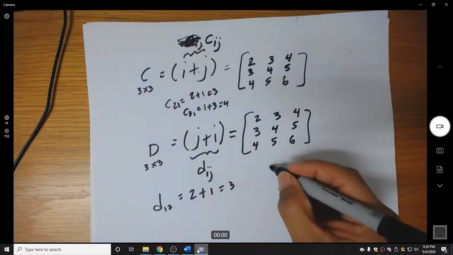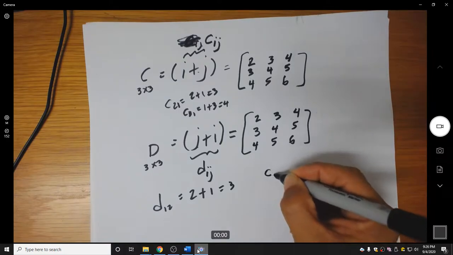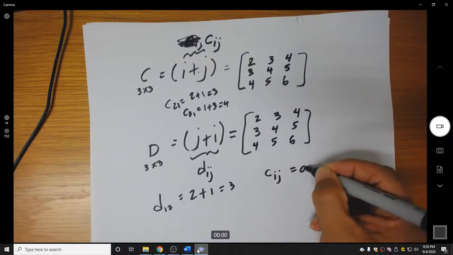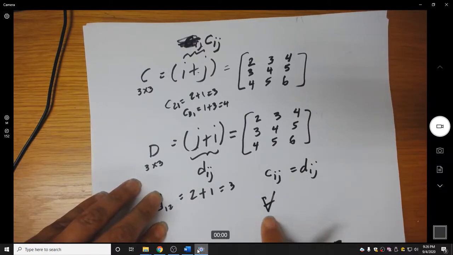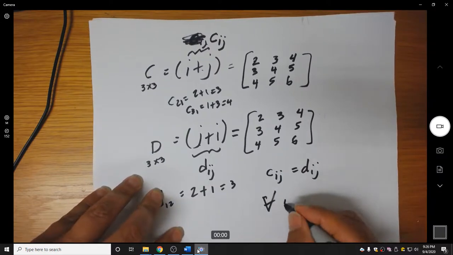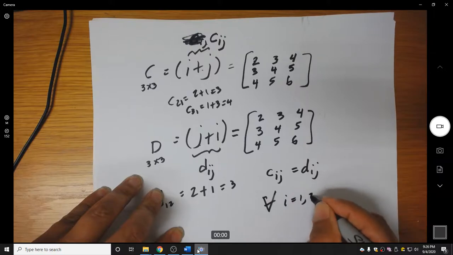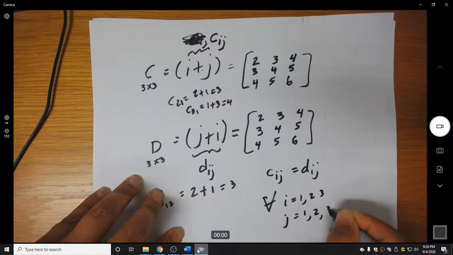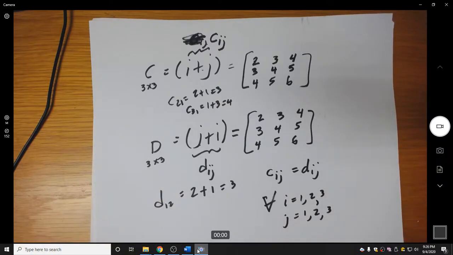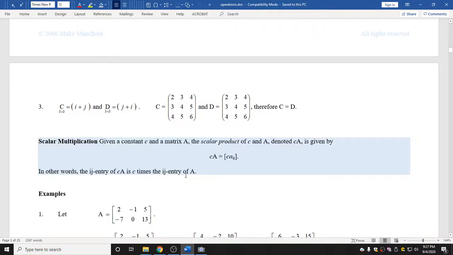In other words, here I get that Cij equals Dij for all. This is the symbol for every or for all. i equal 1, 2, 3. j equal 1, 2, 3. Okay, so in this example, C and D are equal to each other.